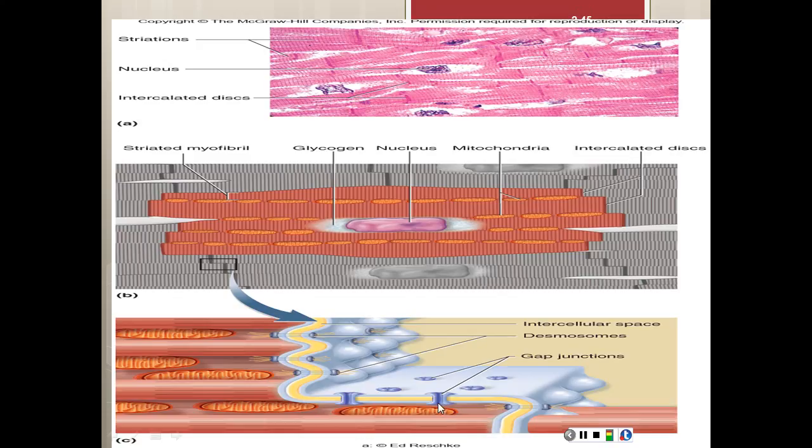So the gap junctions are the electrical junctions, and these are the ones that are going to allow the ions to flow through them, and then they connect to other cells. And then we have our desmosomes. Okay, and they're like those little patches of mechanical junctions between the cells.